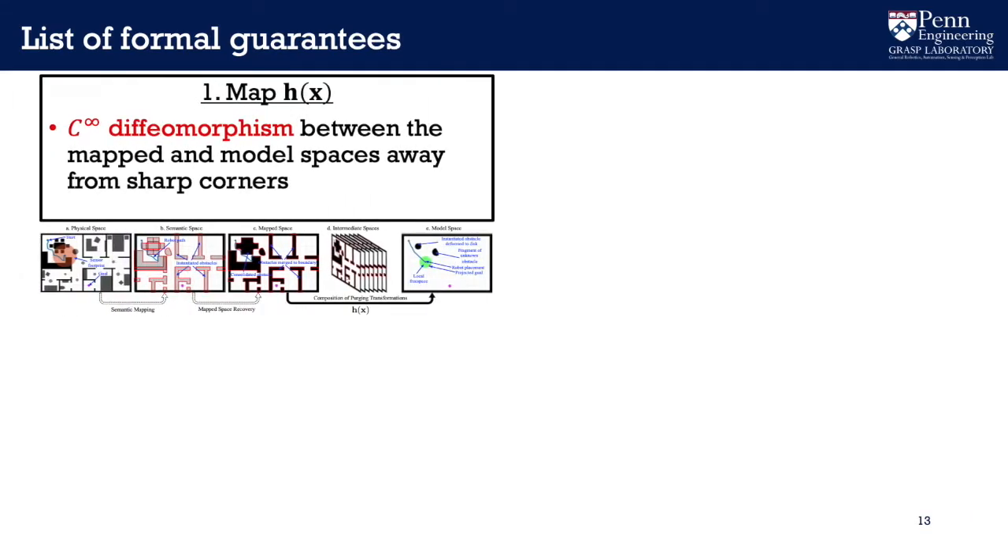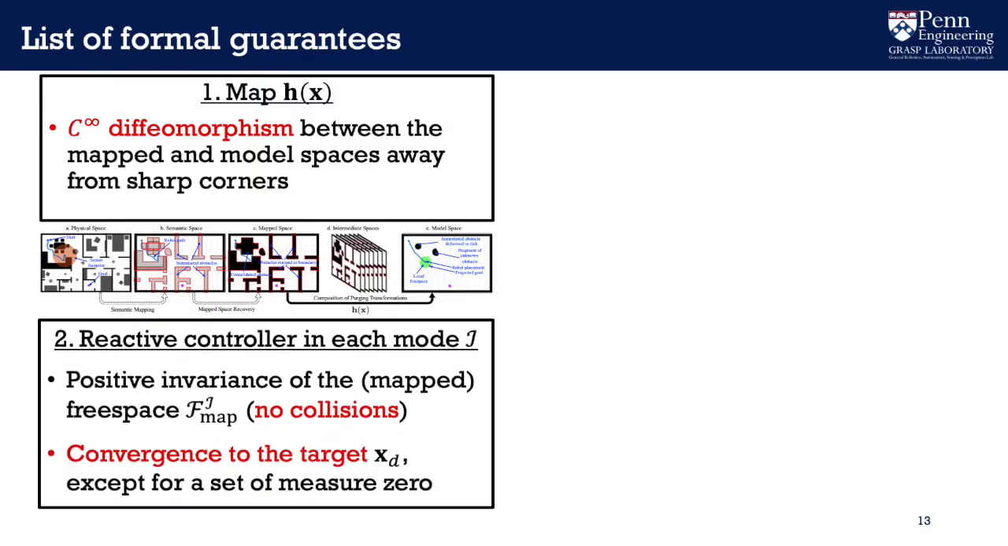Overall, this work presents a variety of formal guarantees. First, we show that the constructed map between the mapped and the model space is a C-infinity diffeomorphism away from sharp corners. Also, the reactive controller in each mode of the navigational hybrid system now guarantees collision avoidance and convergence to the designated target except for a set of measure 0.